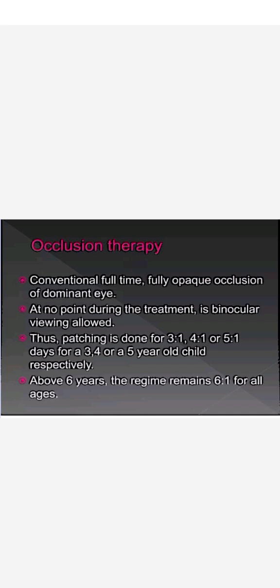Thus, patching is done 1:1, 4:1 or 5:1 per day for a 3, 4 or 5 year old child respectively. Above 6 years, the ratio remains 6:1 for all ages. Vision assessment is done monthly. The endpoint is free alternation of the two eyes, which is equally maintained. Surgery for large angle ET is at the earliest at 4 months of age.